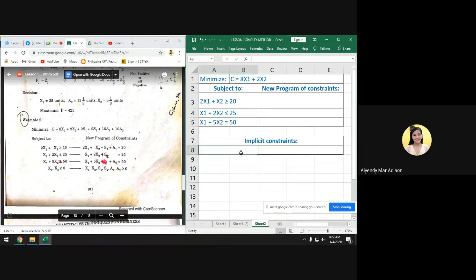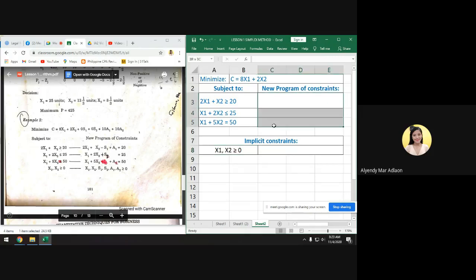Then let's proceed to the implicit constraints. As you can see, we have two variables, because we have two products, product x1 and product x2. Now, what are the implicit constraints? Since product x1 and product x2 represent number of units, x sub 1 and x sub 2 must also be greater than or equal to 0. Remember the non-negativity assumption, in which our answers must not be negative. They must be 0 or above, because we're talking about units here.